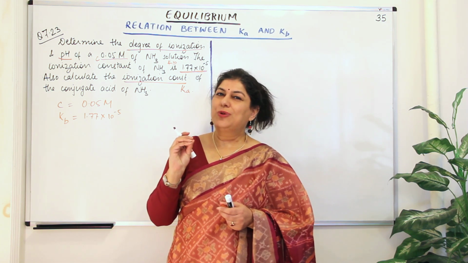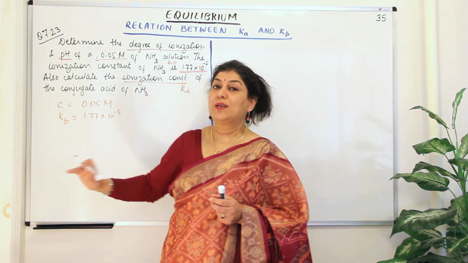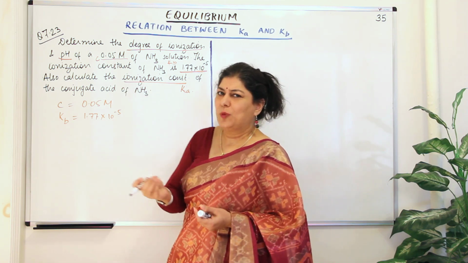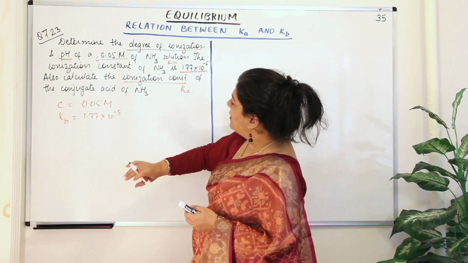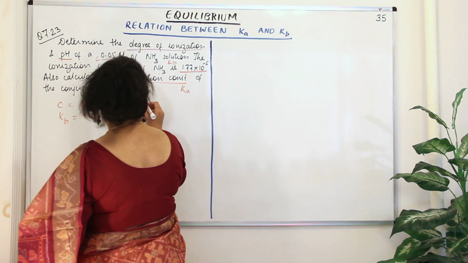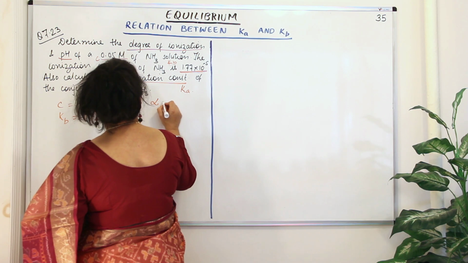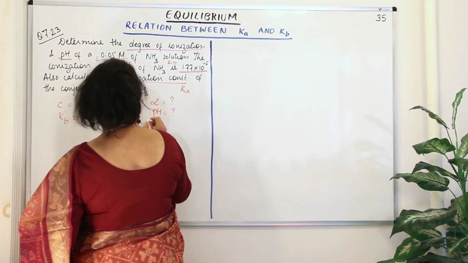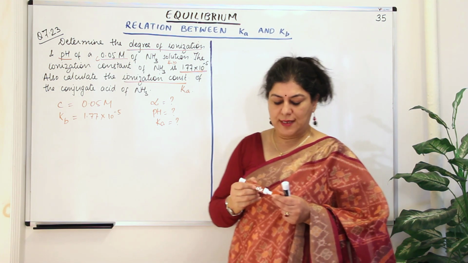This is just a way to give you a taste of what it is like when you're working as a scientist. But basically it is just one step more to refer to a table, otherwise the value is given to you. So Kb is given to you, C is given to you, and what are you asked for? You've been asked for the degree of dissociation alpha, the pH is asked for, and Ka is asked for, right? So these are the things that you need.